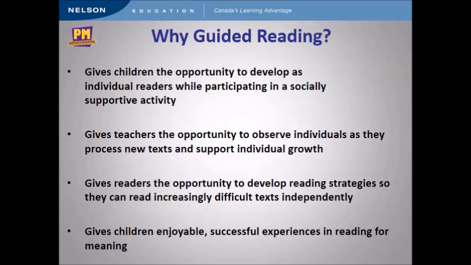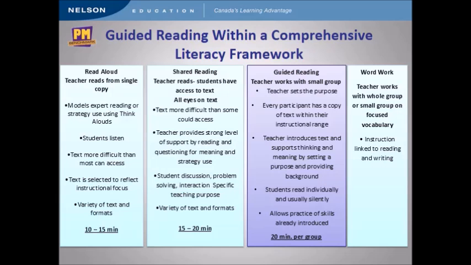Well, it does allow our students to develop as individual readers, but they're participating in a social group, and we know how important social learning is. It gives us as teachers an opportunity to observe individual students and to provide support to them as they're working with text. It gives readers an opportunity to develop strategies using increasingly different texts. And it also makes reading enjoyable for students because we're reading text that's at the instructional level for them. In other words, text that they're going to be successful with, text that provides some challenges, but not at the frustration level. So what does guided reading look like within a comprehensive literacy framework?